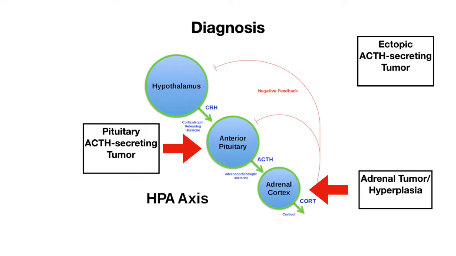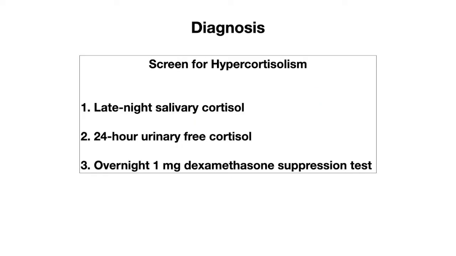So the first step in diagnosis is to screen for hypercortisolism, or basically confirm that there is excess cortisol that we're dealing with here. And we can do this in one of 3 ways. We can get a late night salivary cortisol. And we get the cortisol late at night because cortisol peaks in the morning and then it goes down as the day goes on.